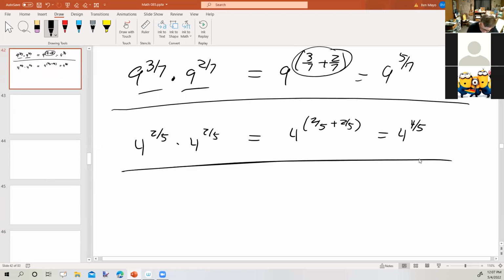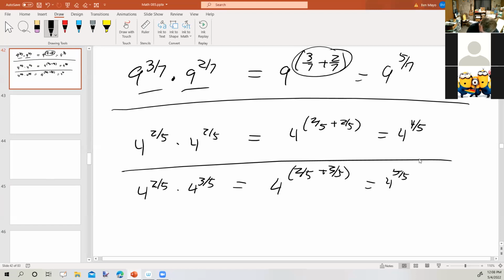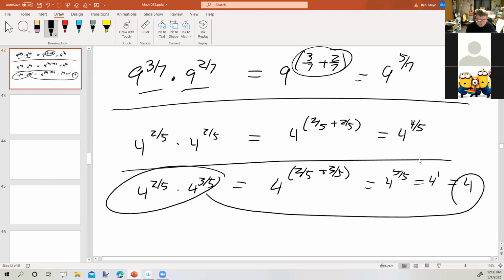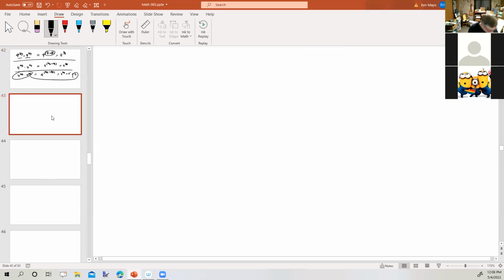What if I had 4 to the 2/5 power times 4 to the 3/5 power? That would be 4 to the 2/5 plus 3/5 power, which is 4 to the 5/5 power, which is 4 to the 1 power, which is just 4. So that would equal 4. We're good to go on? Yes. Okay. I guess I'll just keep going, and if I need to stop, you yell stop and I will.